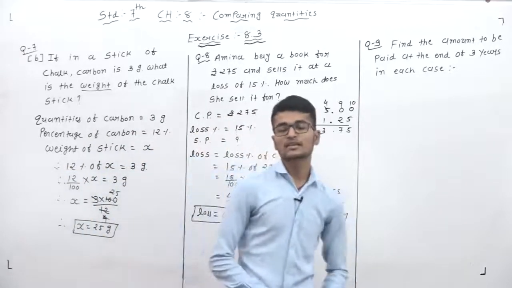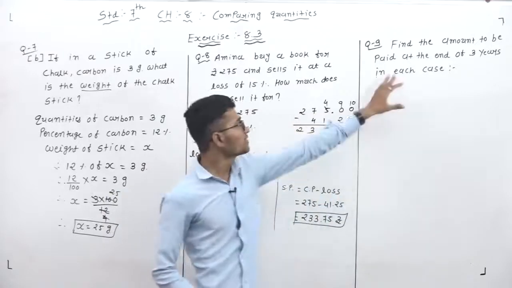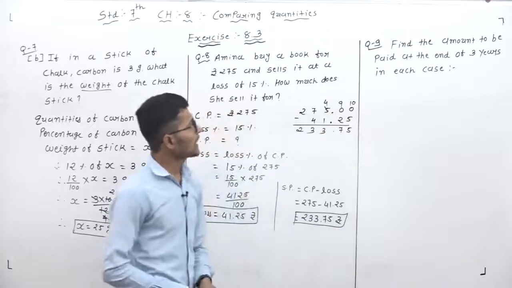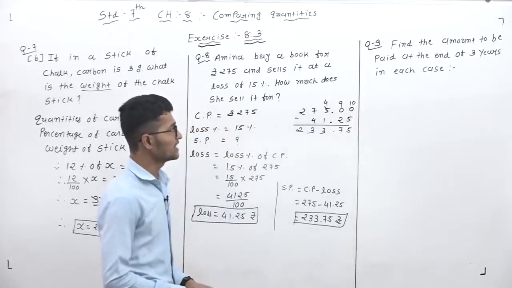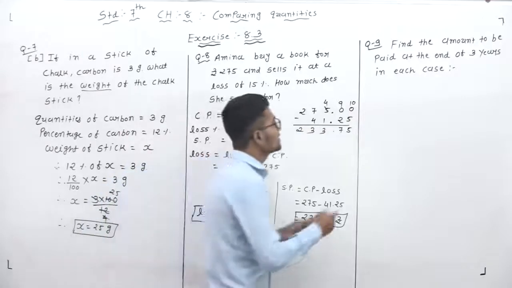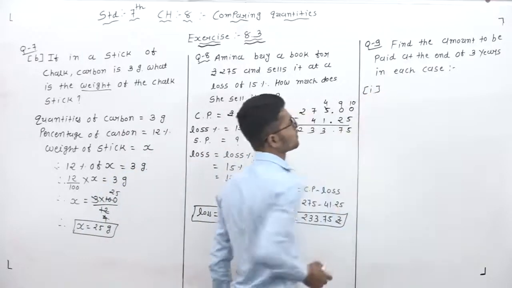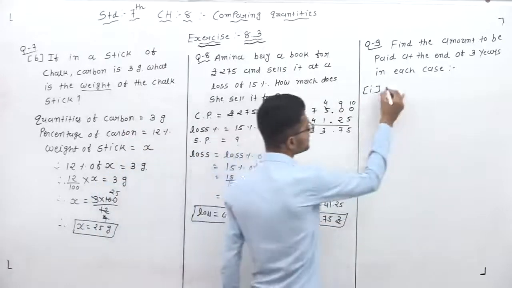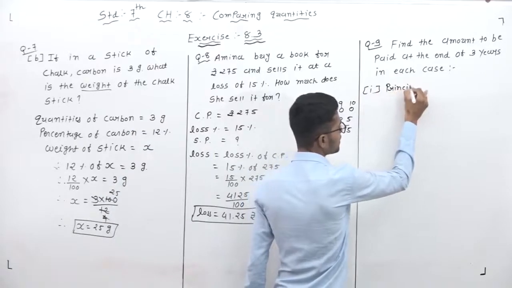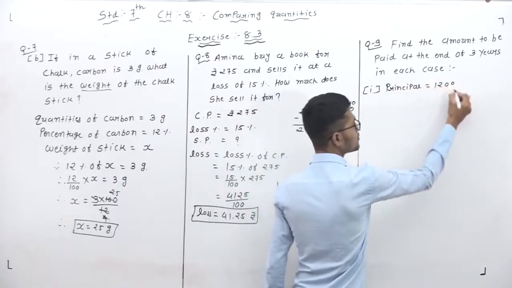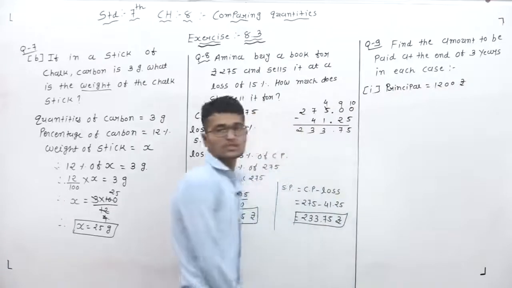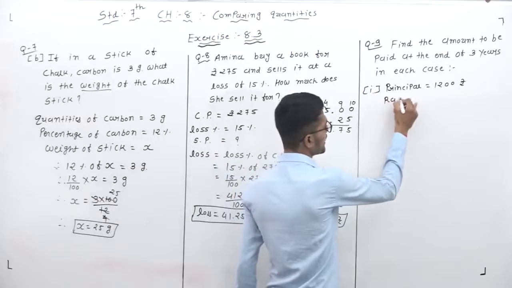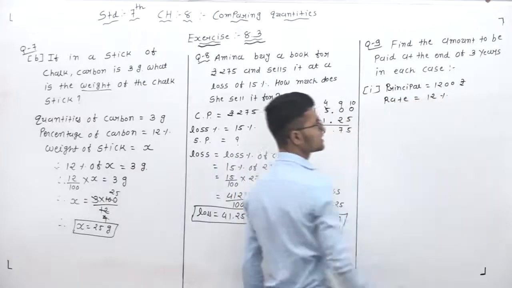Question number 9 has two questions. Here we will discuss the first question. First of all, find the amount to be paid at the end of 3 years in each case. So here two questions are given. In the first question, a principal of 1,200 rupees is given, and the rate is also given. The rate is 12%.